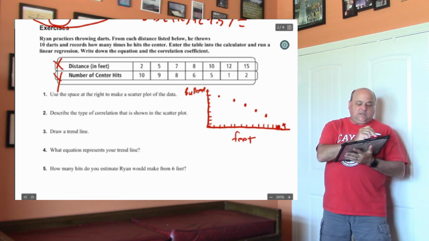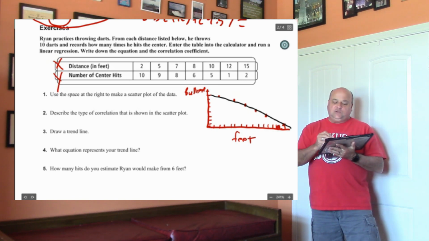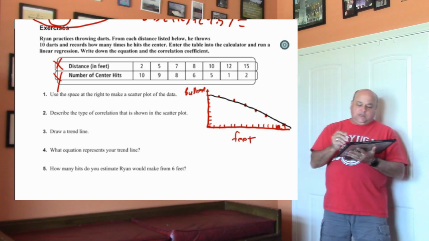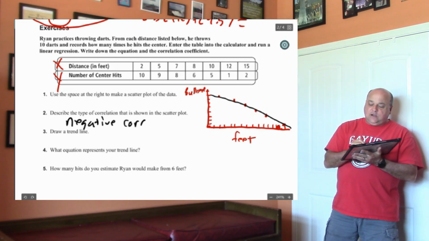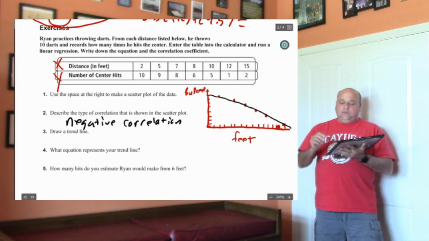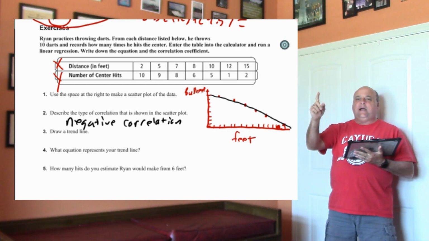So the line of best fit would be going down, wouldn't it? This would also be a negative correlation, okay? It's a negative correlation because the dots are going down. As x increases, y decreases, right? Now then, we drew the trend line. Now we're going to do the equation, and we're going to run the calculator.